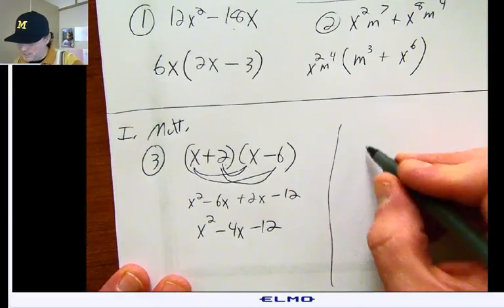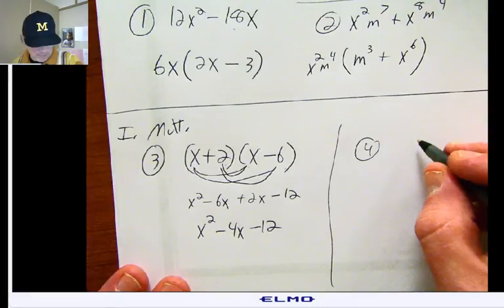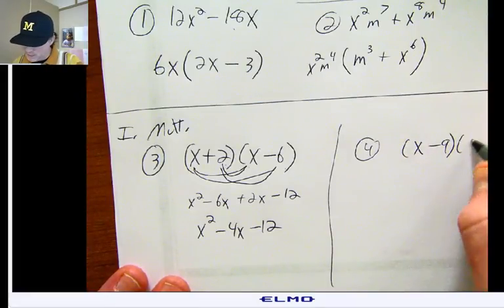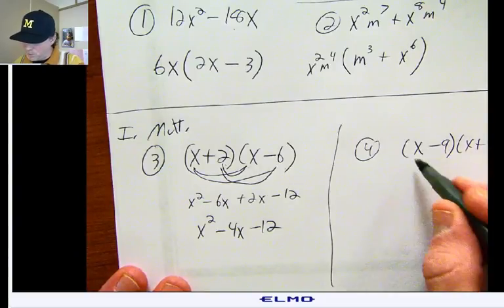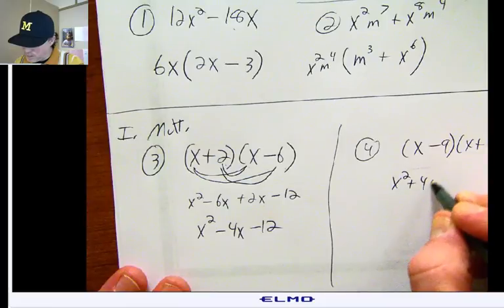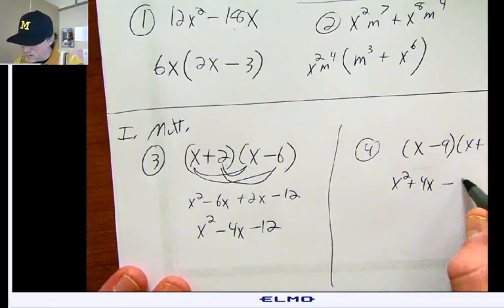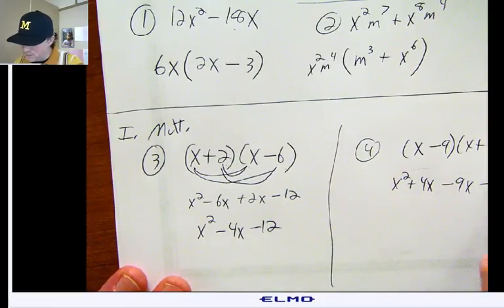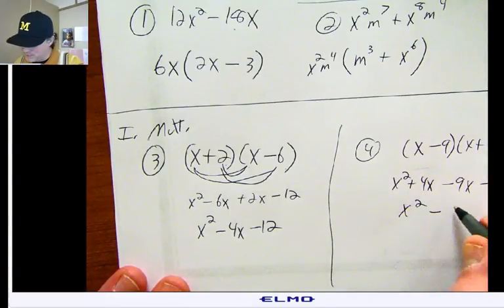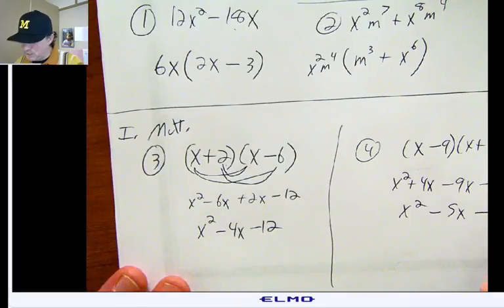And then last, let's do one more real quick. It's going to be x minus 9 and x plus 4. Distribute the x, x squared plus 4x. Distribute the negative 9, negative 9x minus 36. Add up your like terms, x squared minus 5x minus 36.